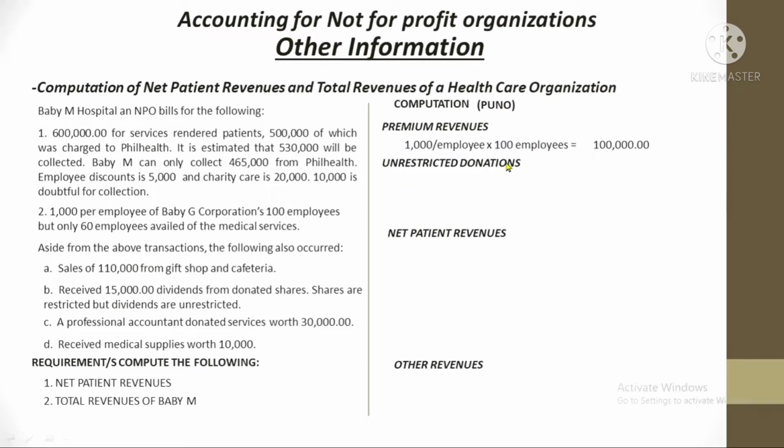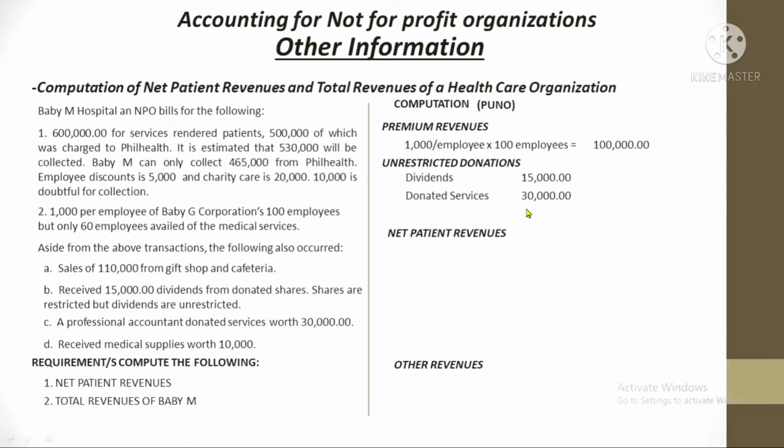Now let's go to unrestricted contributions. So if you have read the problem, you will realize that unrestricted donations information is found in this B, C, and D. So first, we have 15,000 for dividends received. Luckily, it has been emphasized here that the dividends are unrestricted, although the donated shares are restricted. Another one is that the donated services is also to be considered here.